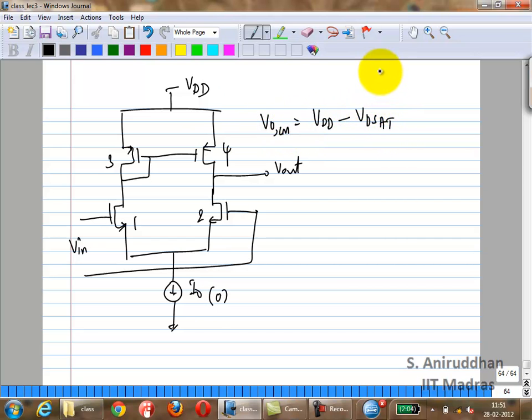VDSAT 4. Why is this? No, I'm asking you, if I build a circuit, what is the output DC going to be? I'm not asking you to tell me what the maximum it can go is, VDD minus VDSAT 4. That is fine. I'm asking you, if I build a circuit and I give an appropriate, let's say, input common mode voltage such that everything is in saturation, everything is well behaved, what is the output DC voltage going to be? Huh? VDD minus VSG3. Why is that?